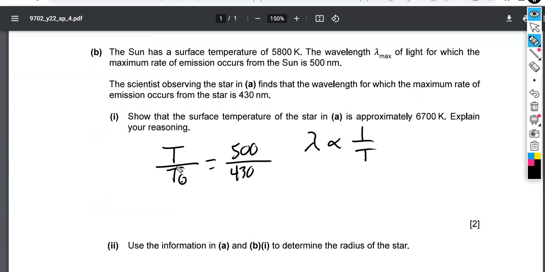All right, so I'm plugging in 5,800 Kelvin for the sun. Solving that, you can show that the temperature is 500 over 430 times 5,800. You get 6,744, which is indeed about 6,700.